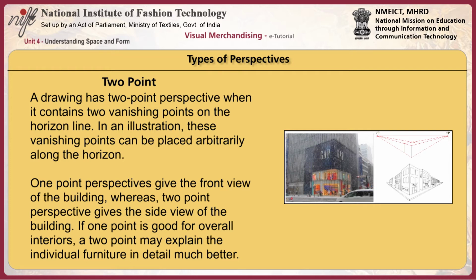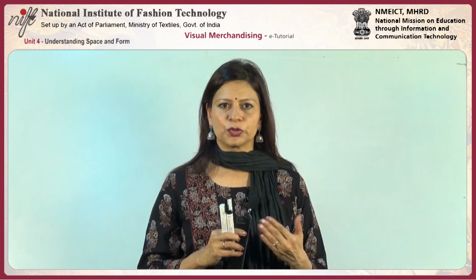The next is a two-point perspective. A drawing has two-point perspective when it contains two vanishing points on the horizon line, that is the eye level, the line at which we are seeing. In an illustration, these vanishing points can be placed arbitrarily along the horizon. One-point perspectives give the front view of the building, whereas two-point perspectives give the side view of the building. If one point is good for overall interiors, a two-point may explain the individual furniture in detail and in a much better way. So let us try to understand the two-point perspective.